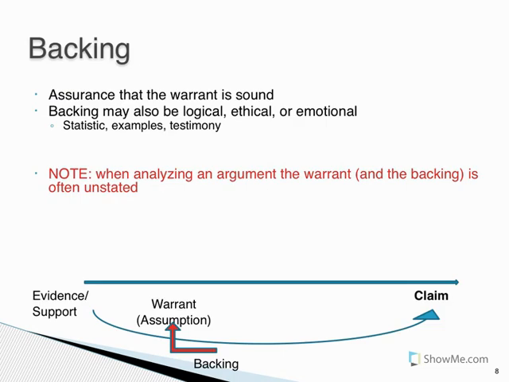Now, what the backing does, it provides additional justification for whatever the warrant happens to be. It's an assurance that the warrant is in fact sound. It usually consists of some type of evidence to support the thought process that goes with the warrant. Now, often when you're analyzing an argument, the warrant, and as a result, the backing, is often unstated.